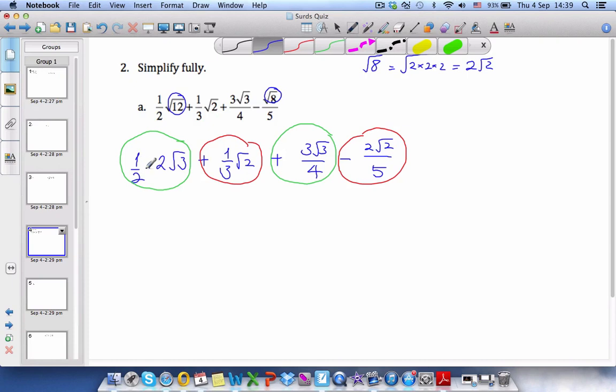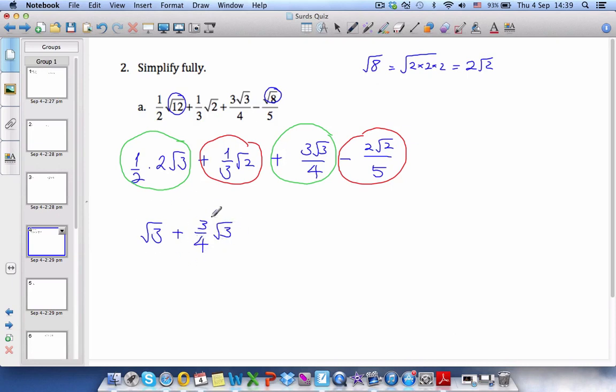Here, 1/2 times 2 root 3 is just square root of 3 plus 3 over 4 square root of 3. Okay, how am I going to add this? Well, think of this 1 as 4 over 4, then you can get 7 over 4 root 3. That's just the square root of 3 part. Now let's put this together. Plus 1/3 root 2 minus 2 over 5 root 2.